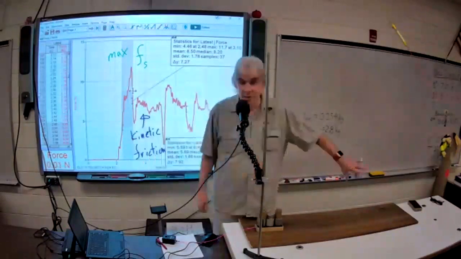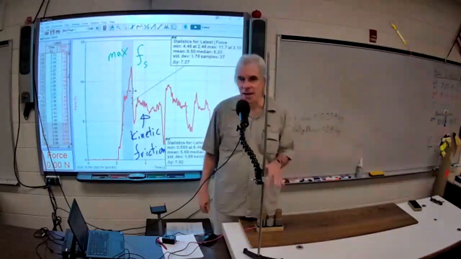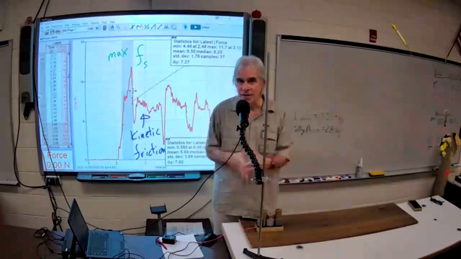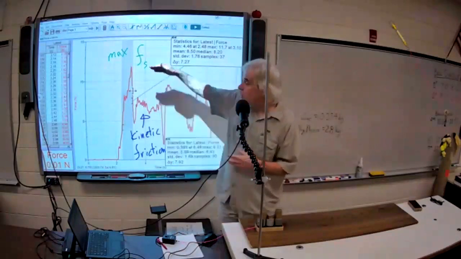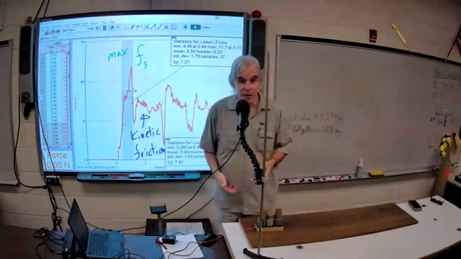Kinetic friction, it doesn't matter if something is moving at a slow constant velocity or a fast constant velocity. The kinetic friction is going to be roughly the same. And the kinetic friction is always going to be less than the maximum static friction.